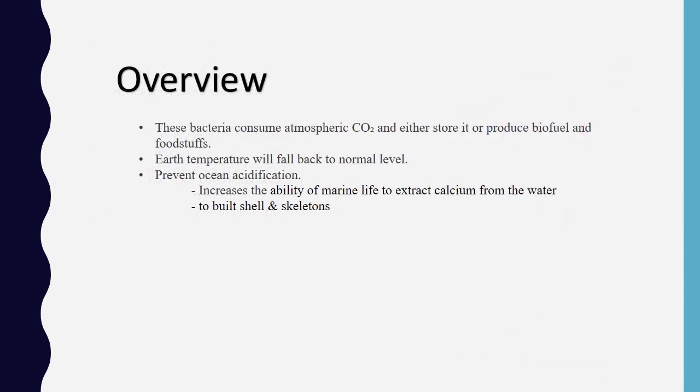These bacteria will consume atmospheric CO2 and either store it or produce biofuel and foodstuffs. The Earth's temperature will fall back to a normal level, and it also prevents ocean acidification, which reduces the ability of marine life to extract calcium from the water to build their shells and skeletons.